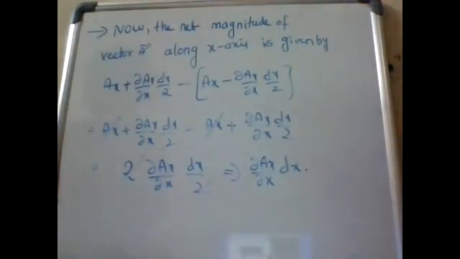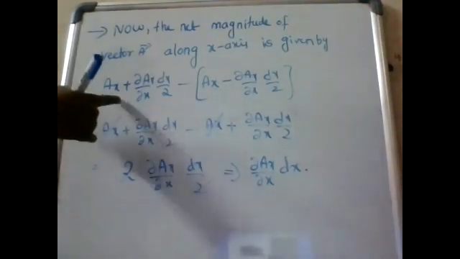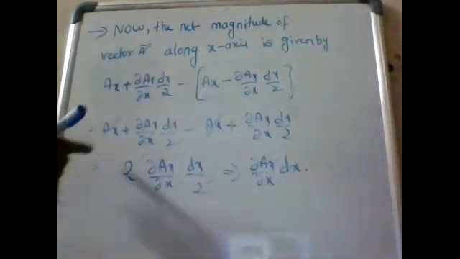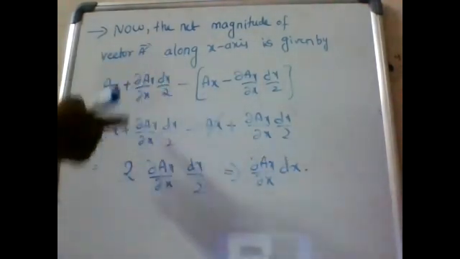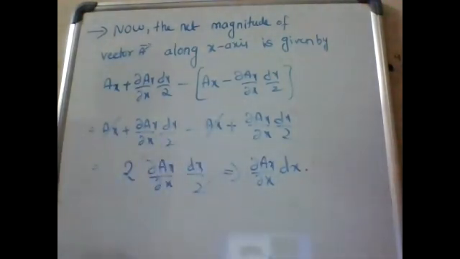This value is the initial value subtracted from the final value, so final value minus initial value. This is the final value and this is minus the initial value. When we subtract, we get the dou A suffix x by dou x into dx value. So this is the net magnitude.